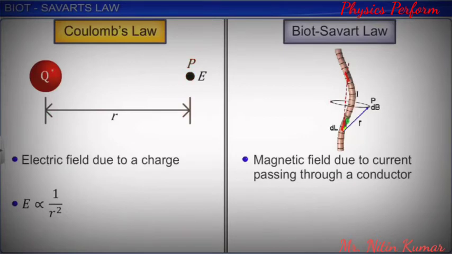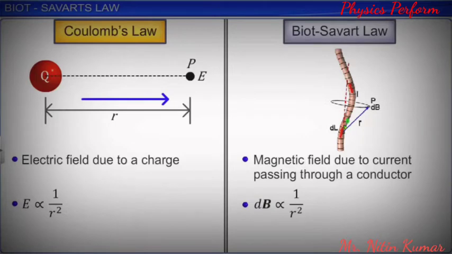On the other hand, according to Biot-Savart law, the magnetic field due to an infinitesimal element of the current-carrying conductor is inversely proportional to the square of the distance between the element of the conductor and point P. According to Coulomb's law, the electric field at point P acts along the displacement vector joining the charge and point P. That is, the electric field acts along the line joining the charge and point P.